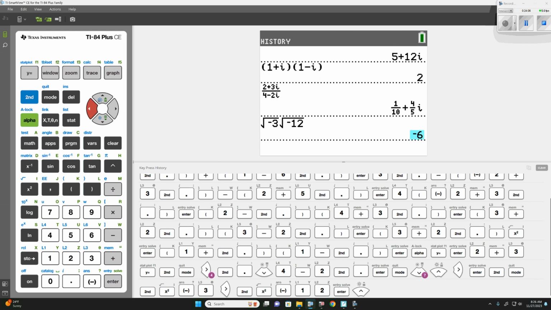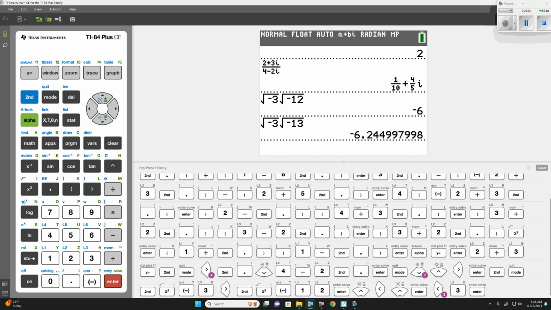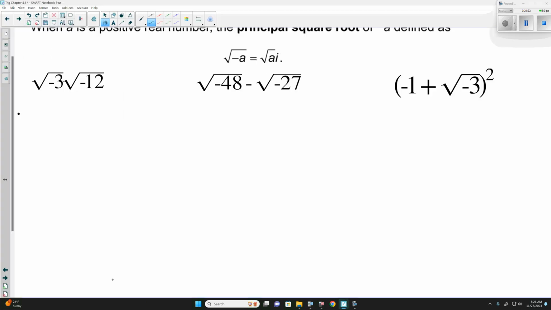Now the only issue that we have with the graphing calculator, I'm just going to change it to 13, is if the number that we end up with is not a rational number. Then we have to actually do these by hand, or do it a little differently. Because if we did this first one by hand, well, the negative in the square root of negative 3 would come out as i. So we'd have i times the square root of 3. Square root of negative 12, the negative would come out as i, and we'd have the square root of 12.